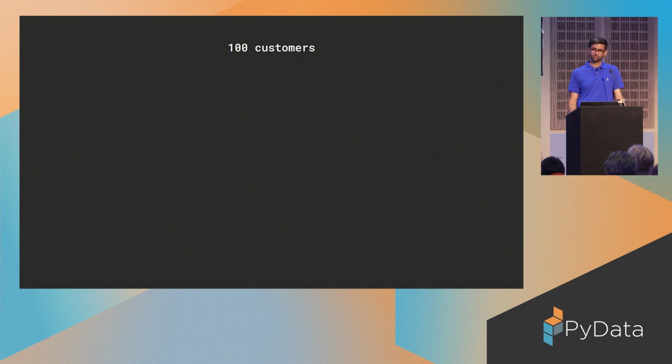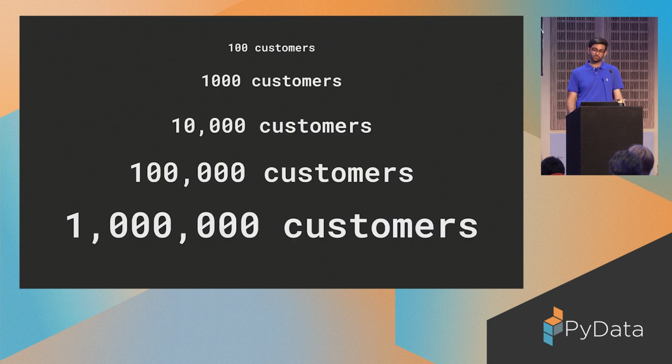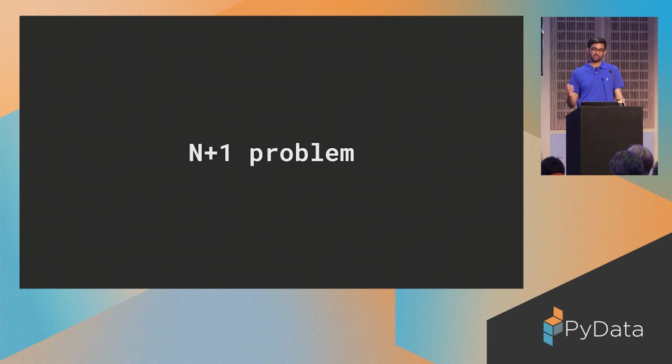What if we had 100 customers, or 1,000, or even 1,000,000 customers? What if we were so successful that a lot of customers were visiting our store? Would you generate 1,000,000 queries just to load all this information for all these customers? No. And this problem is called the N+1 problem, where we have one query to load the information for the parent, and then we have n queries to load the child information for n different children of the parent.